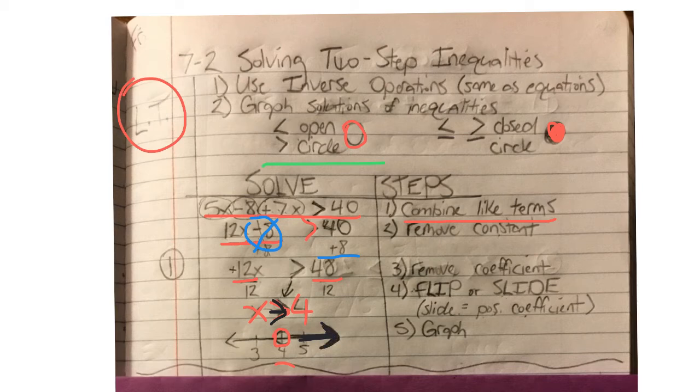Over here on the right side, I wrote my steps as I went along. I hope that you were writing those too. First, we got rid of the constant. Then we got rid of the coefficient. We slid that greater than sign down because remember we didn't divide by a negative. Dividing by a negative would mean we have to flip, but we didn't have to flip in this one. We just slid it down and then we were able to graph it on the number line.